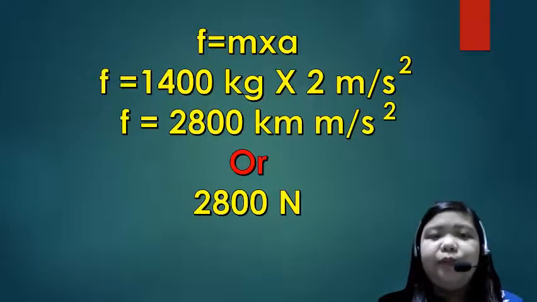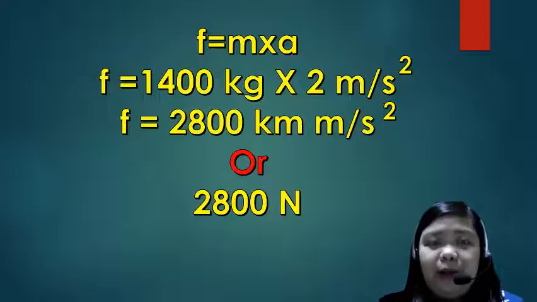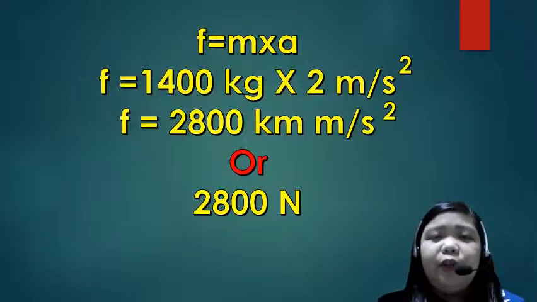Okay, so how to solve? The first step is to write our formula, followed by substituting the values. So F is equal to the mass, 1,400 kilograms, multiplied by the acceleration, which is 2 meters per second squared. You just need to perform basic multiplication. So 1,400 multiplied by 2 is 2,800. So our final answer is 2,800 kilogram meter per second squared, or 2,800 Newtons.